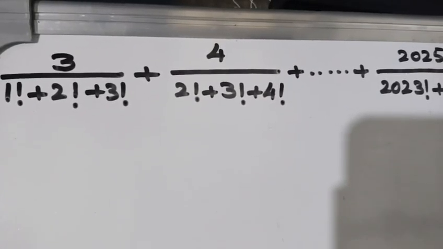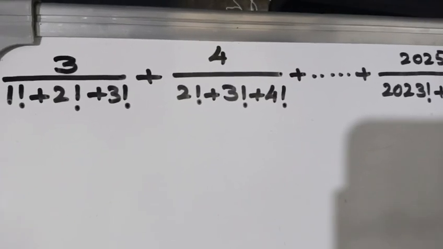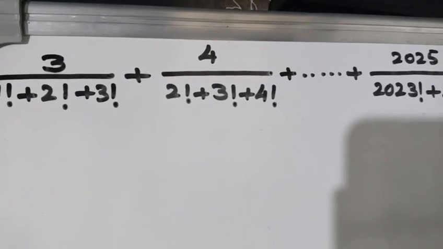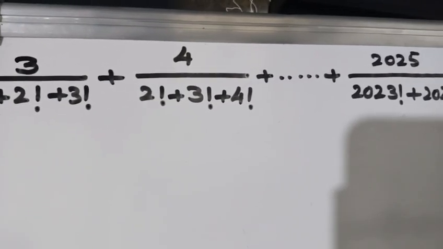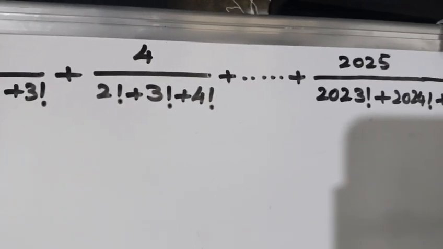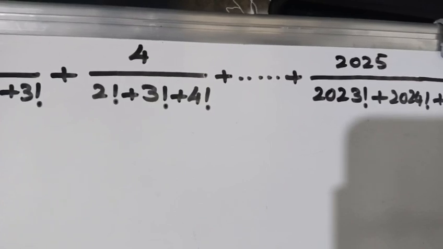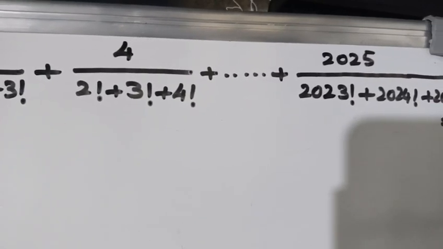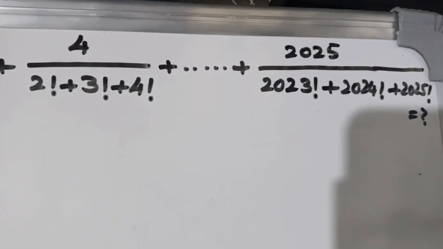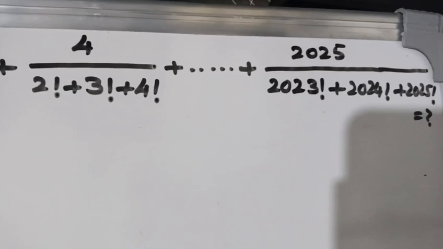Today I'm going to simplify and get the value of a very interesting problem containing factorials. So you can just see it. It is 3 by 1 factorial plus 2 factorial plus 3 factorial, plus 4 by 2 factorial plus 3 factorial plus 4 factorial, and so on up to 2025 by 2023 factorial plus 2024 factorial plus 2025 factorial. This sum I have to calculate.